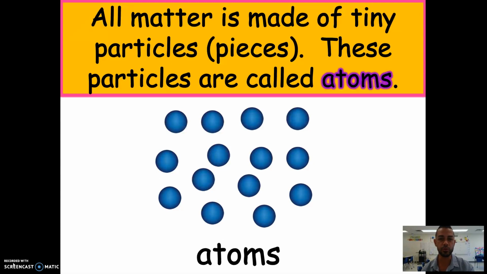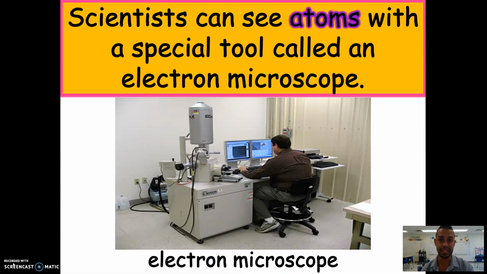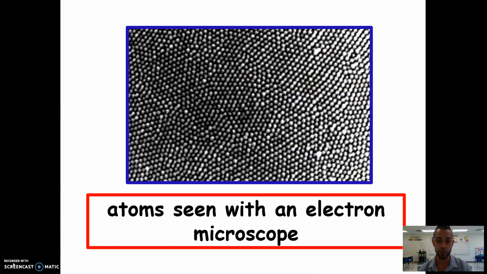Do you remember that we talked about the reason that we cannot see the atoms? Because they are very, very tiny. Even with a regular microscope, we cannot observe them. Scientists need a special microscope to be able to observe them, and that microscope is called an electron microscope. If we have the chance to observe atoms using that microscope, this is how they are going to look. This picture has been amplified thousands of times to be able to observe the atoms at this size.